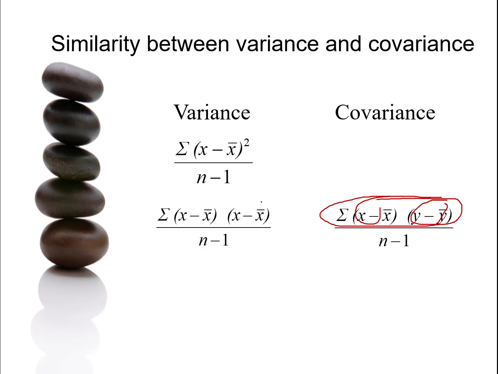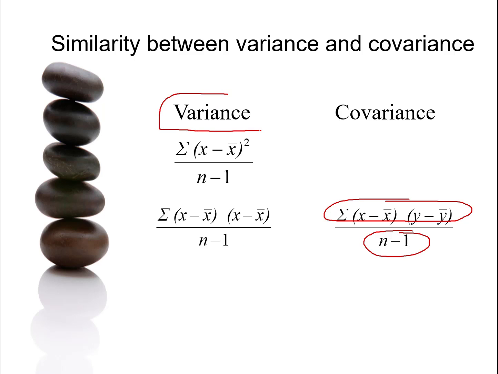So with a variance, I calculate something called the sum of squares, a variable times itself, centered x times itself. With a covariance, I calculate something called the sum of cross products, the sum of centered x times centered y. And then in both cases, I divide by my degrees of freedom. So in some ways, we can think of the variance as kind of a, well, maybe kind of a narcissistic.